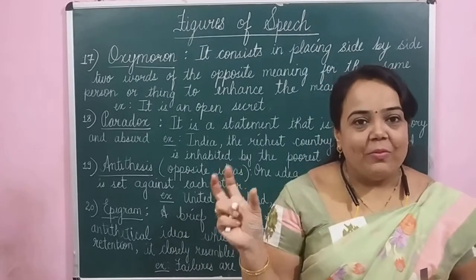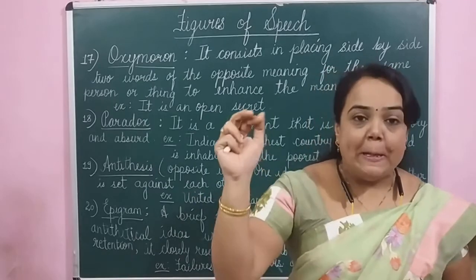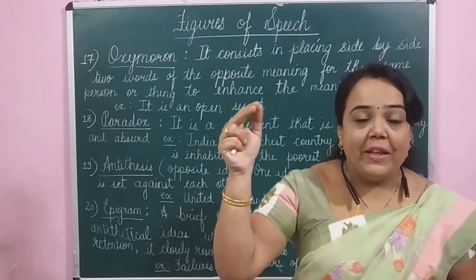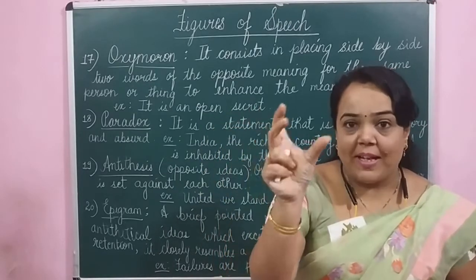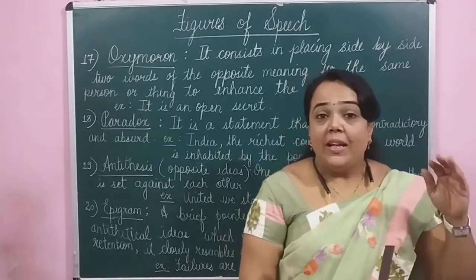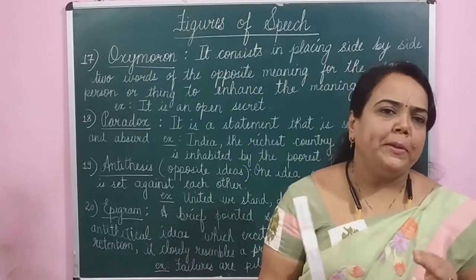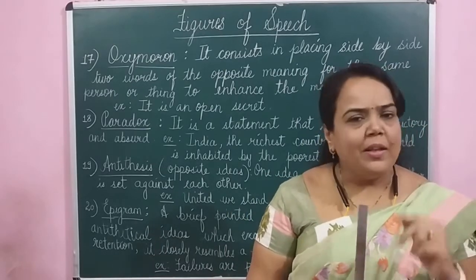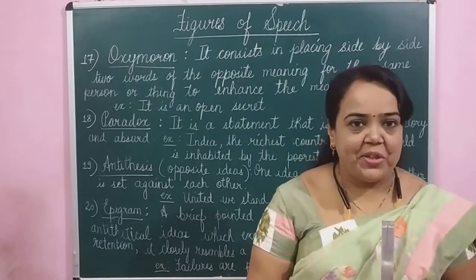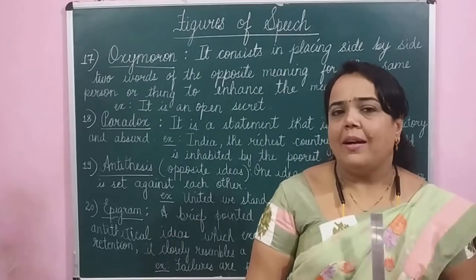So, it depends what kind of sentence you are reading. Always remember what a paradox is. In a paradox, we contradict; we say just the opposite of what has been explained. Very simple example I have given: India, the richest country in the world, is inhabited by the poorest people. Now, the country which is richest, obviously even the people living there must be rich. But what we said is that the people living in India are poor.